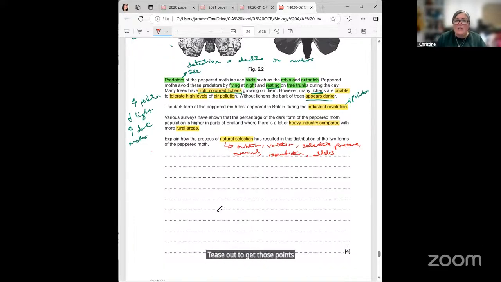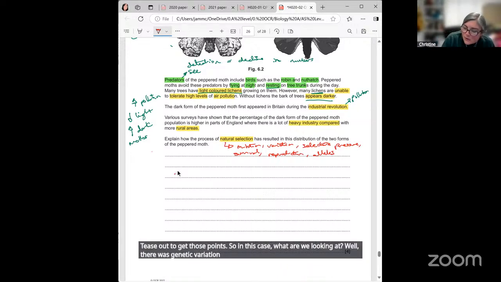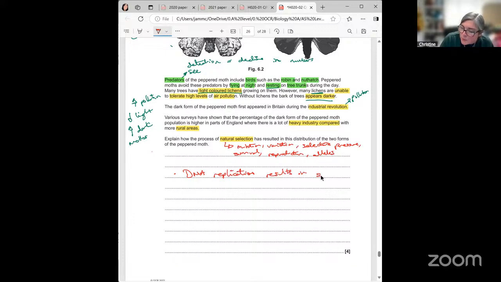So in this case, what are we looking at? Well, there was genetic variation. Where does that happen? Where do mutations occur? Remember, DNA replication results in spontaneous mutations.